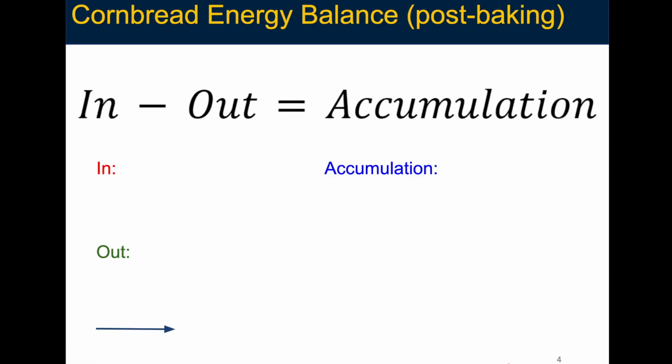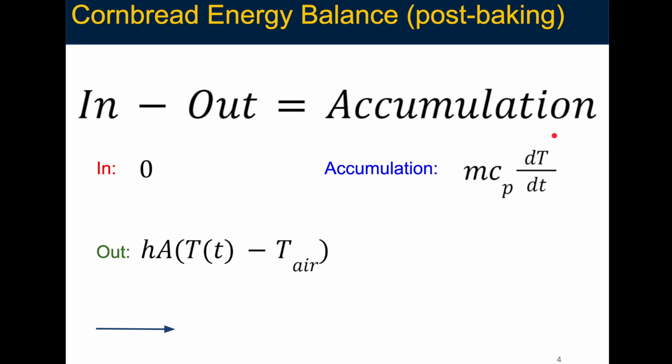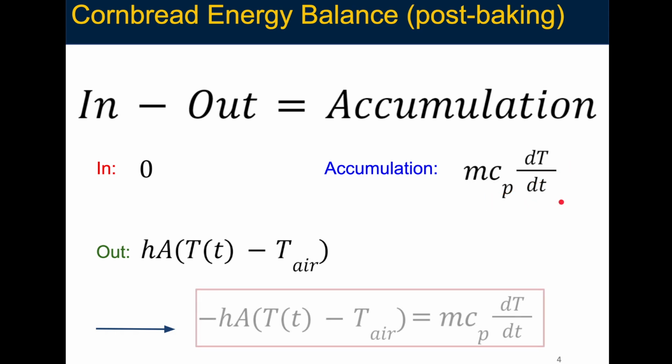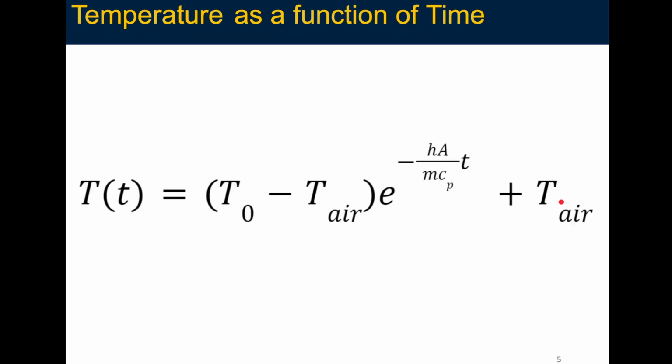Now let's do an energy balance on the cornbread upon taking it out of the oven. Simply put, energy in minus energy out must equal the accumulation of energy inside the cornbread. First, we know that there are no energy inputs. Looking at the out term, we saw on the first slide how the cornbread has heat leaving via Newton's law of cooling. Finally, the accumulation, or in this case, the loss of energy in the cornbread equals the final expression from the previous slide. Rewriting the energy balance, we get this equation down below, known as a differential equation.